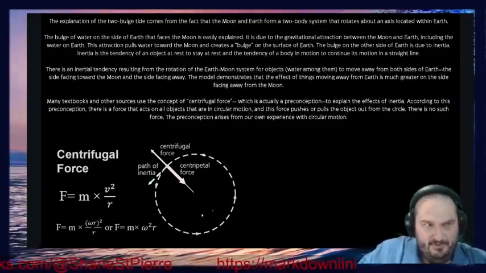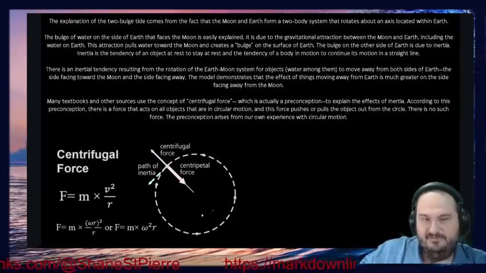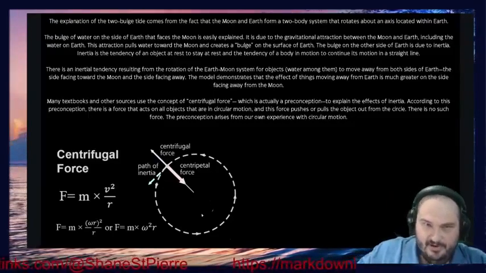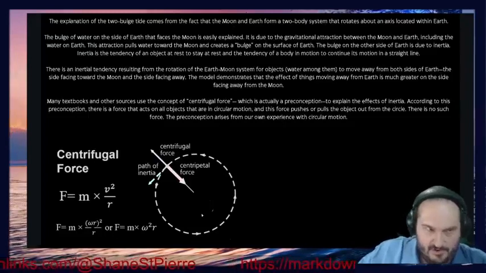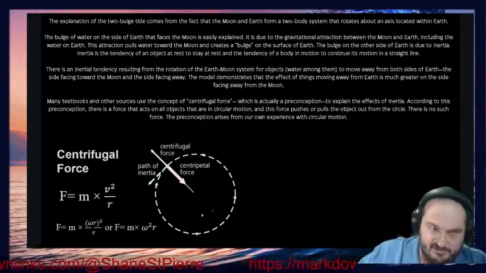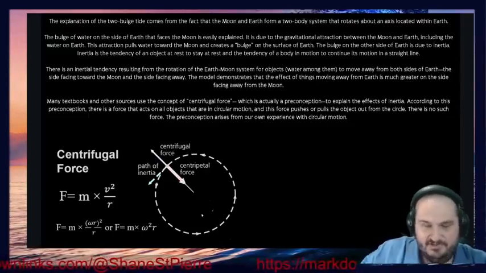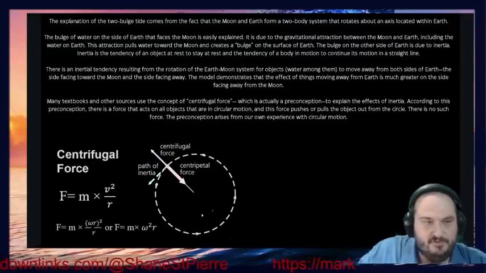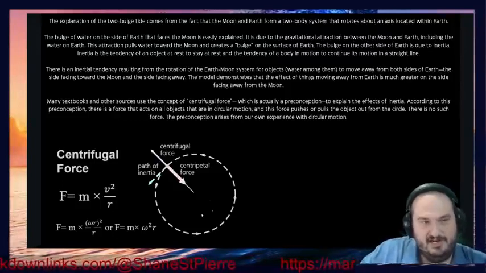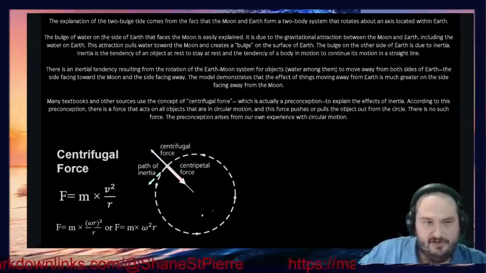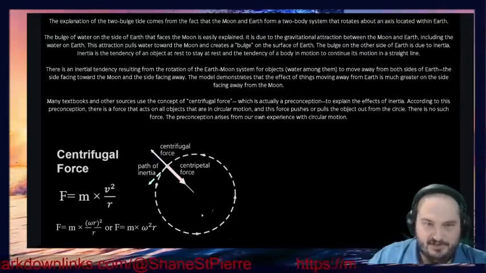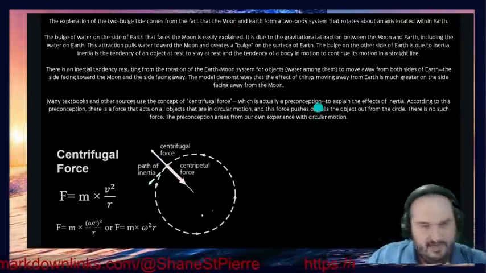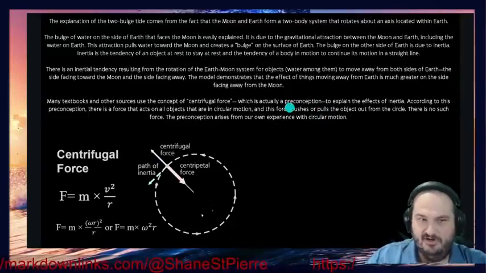So, the explanation of the two-bulge tide comes from the fact that the moon and the Earth form a two-body system, and the bulge of the water on the side that faces the moon is easily explained, but the bulge on the other side is due to inertia and harder to explain. So that's the force of the centrifugal, right? That's what it does. It's an inertial tendency resulting from the rotation of the Earth for objects to move away from both sides of the Earth, the side facing the moon and the side facing away.